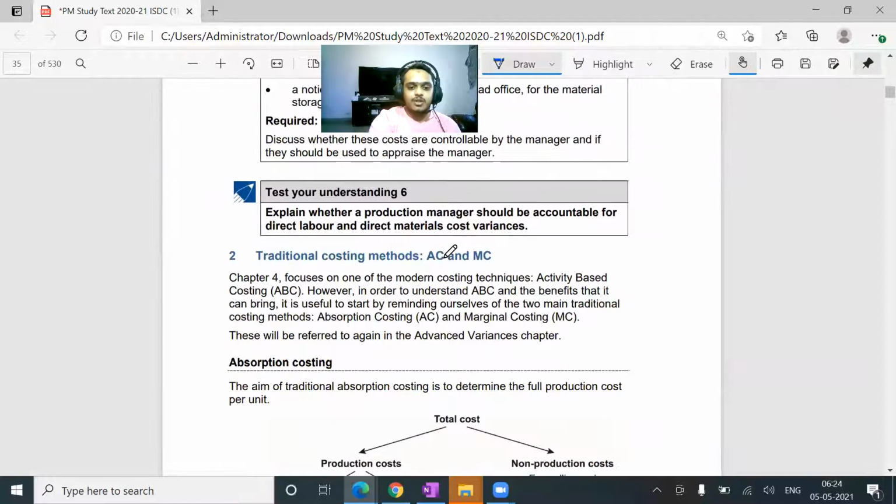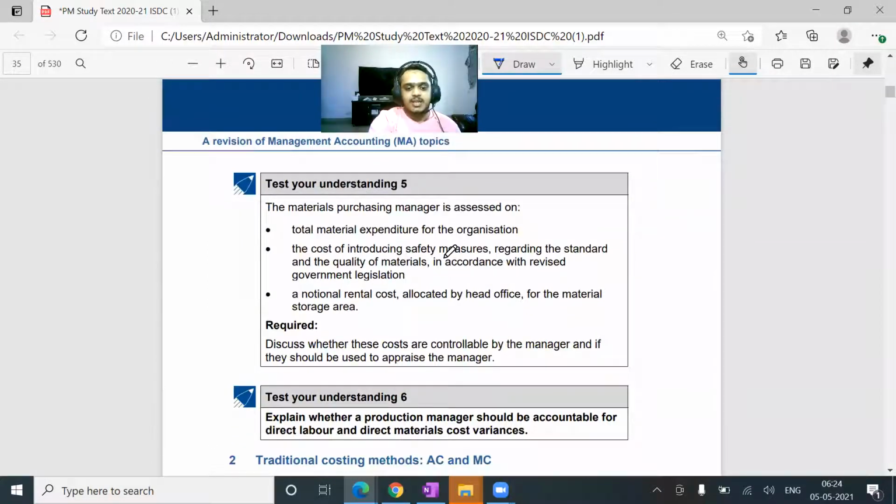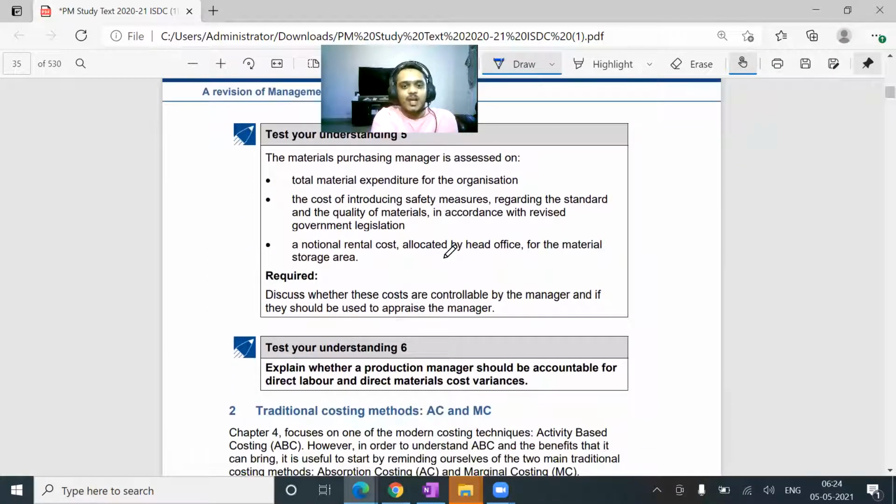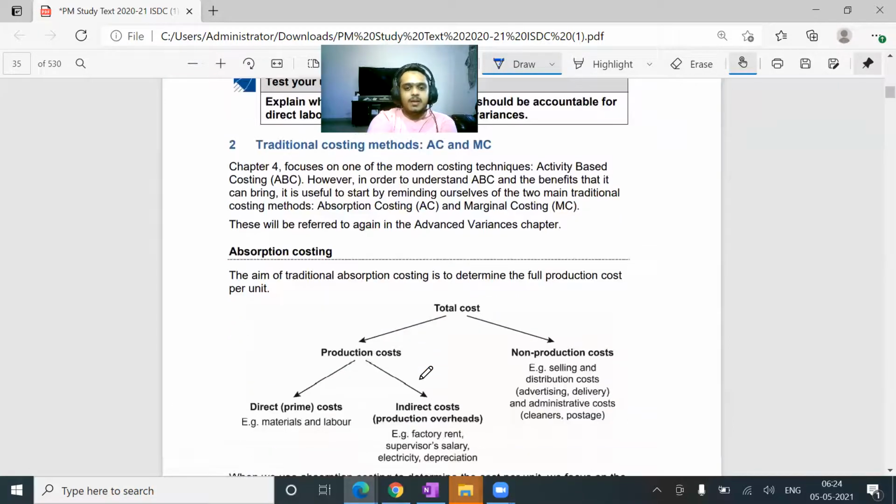Now there are a few test your understandings again, 5 and 6. Again, you need to do it, and then we will be moving forward. Next comes traditional costing methods, absorption costing and marginal costing. These are the two traditional costing methods.